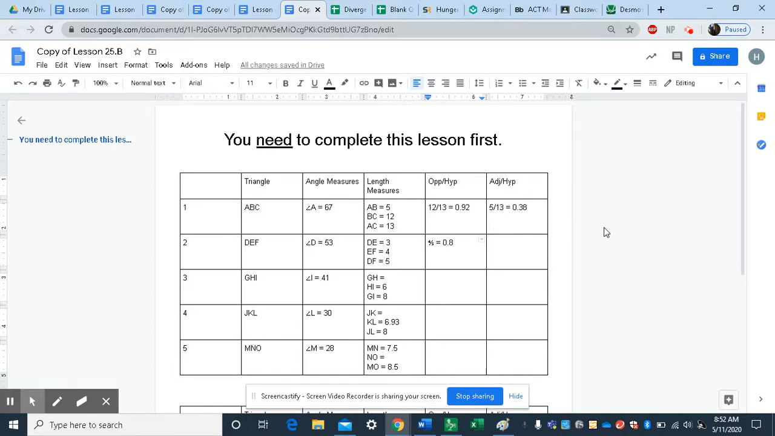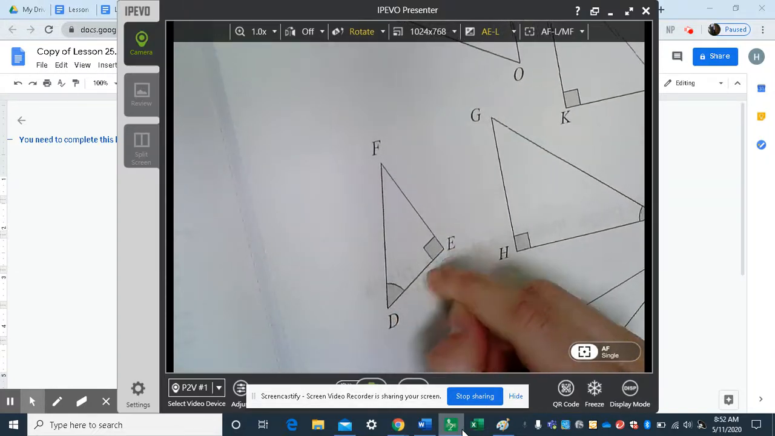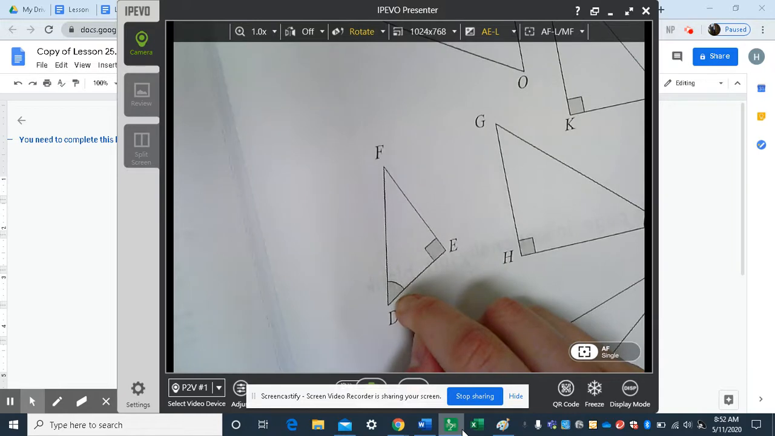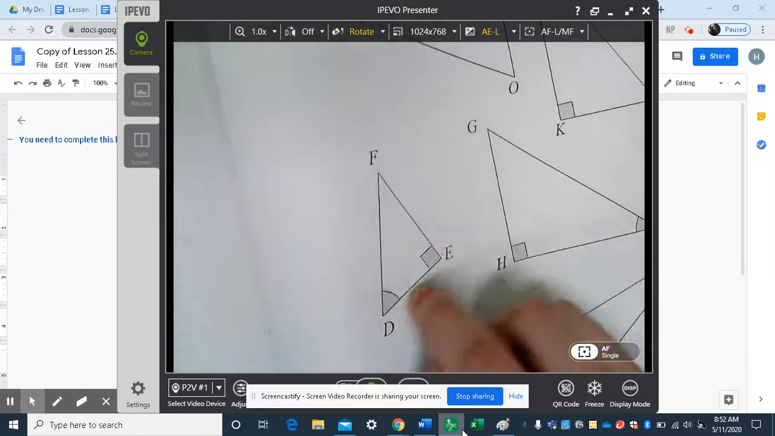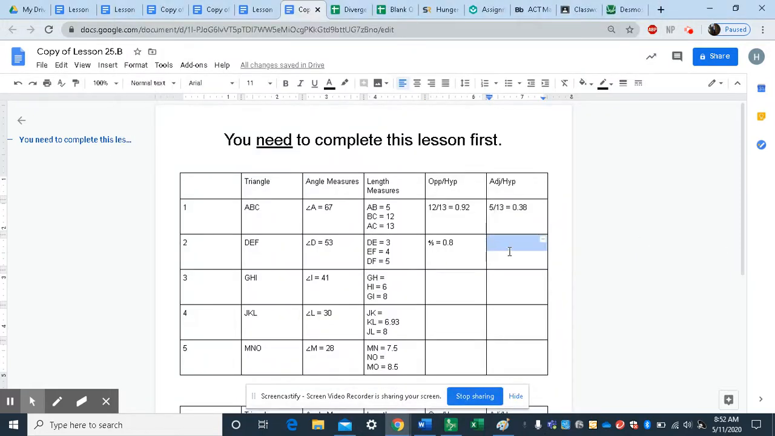Fairly straightforward. So now we're going to do the adjacent. So see how it's attached? It's one of the sides of our angle over hypotenuse. So we're doing adjacent over hypotenuse. So we're doing DE divided by DF. And this time, I'm going to use the right numbers. So we have 3 divided by 5. And that's going to equal 0.6.